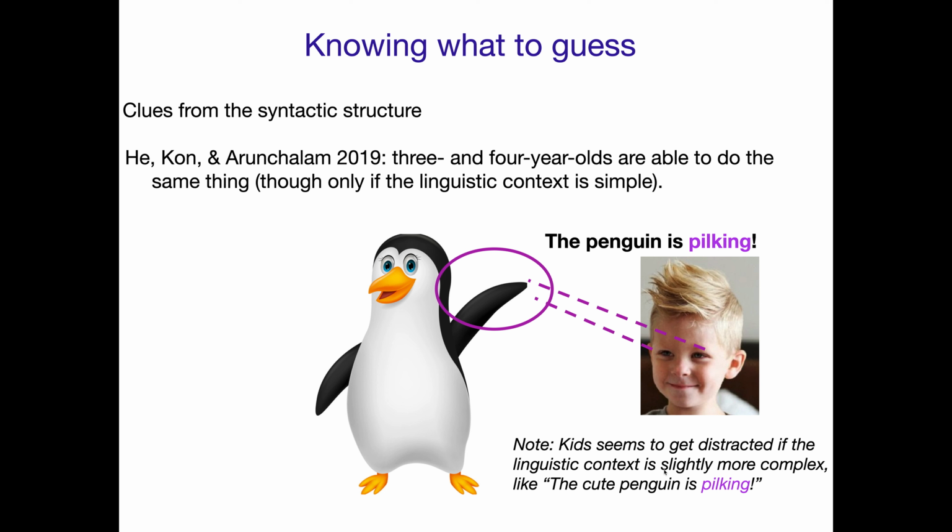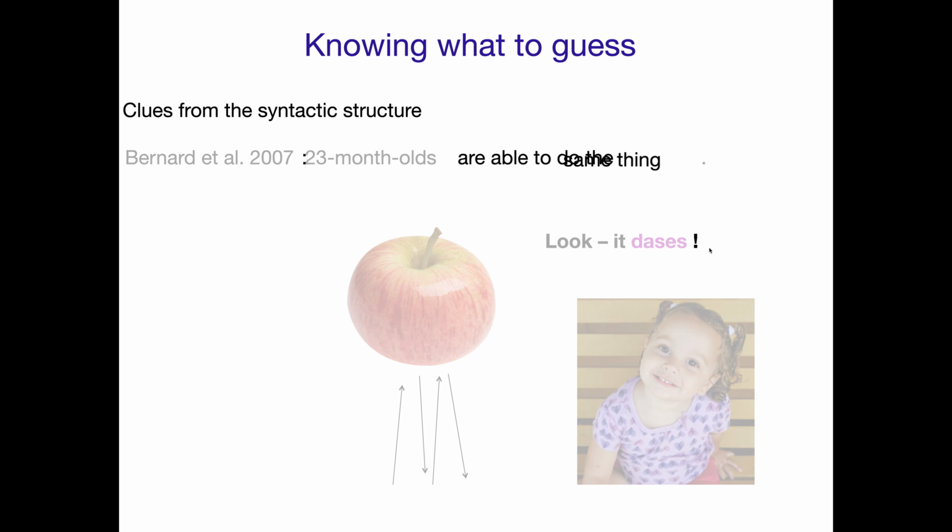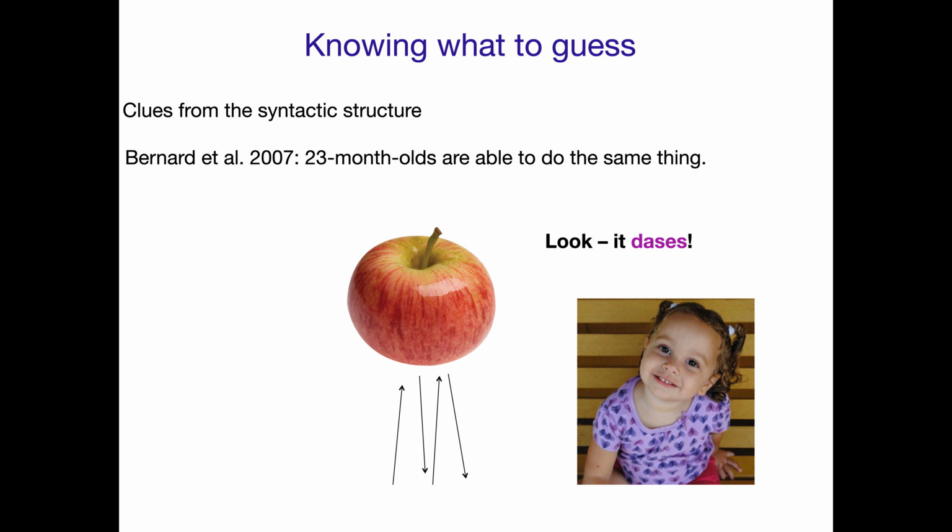Now, kids are kids and they can get distracted. So actually, if the linguistic context is even slightly more complex, they can't do this. You say the cute penguin is pilking. They get distracted by cute, and now they can't seem to figure out what pilk means. So it's kind of a tenuous thing, but they can do it at 3 and 4. And it turns out, again, if you have these simple linguistic contexts, you can get even younger kids to be able to use the syntactic structure.